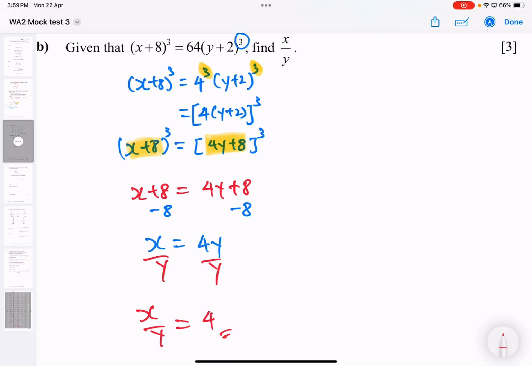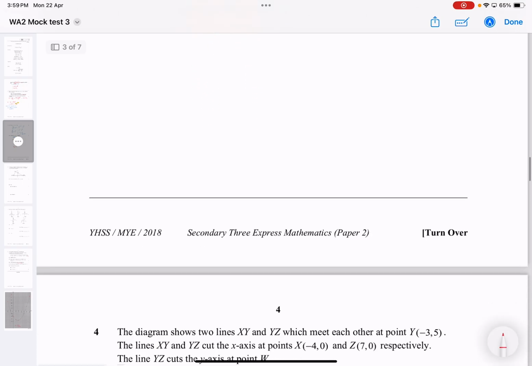Basically, I'm just comparing the powers, trying to make the powers the same. I compare what's inside, under the powers. And then I try to fit it to the question that they actually asked me to do. Okay, moving on.